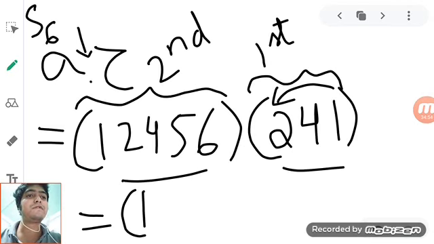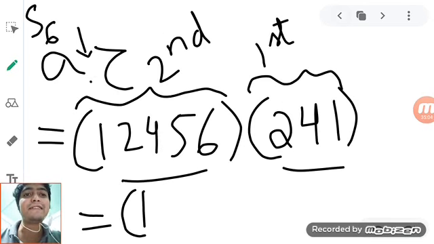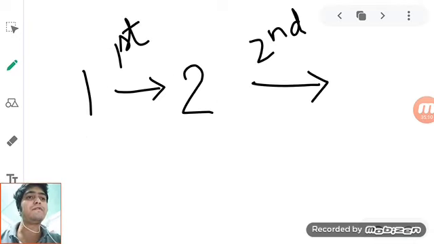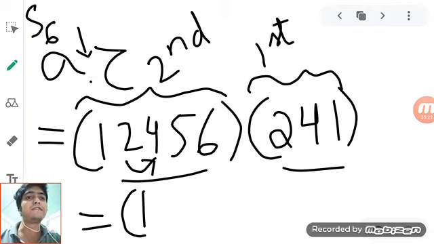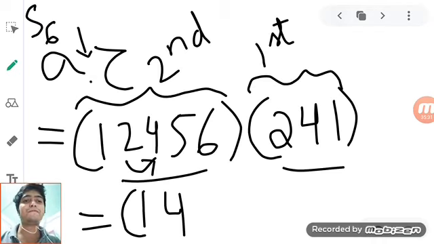Now we are in the second cycle. 2. Now it is starting from 2 in the second cycle. In the second cycle, 2 goes to 4. Alright, so from the first cycle, 1 goes to 2. In the second cycle, 2 goes to 4. So over here 1 goes to 4. The overall result is 1 goes to 4.